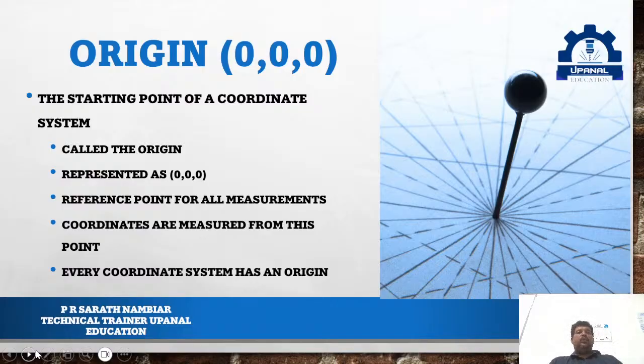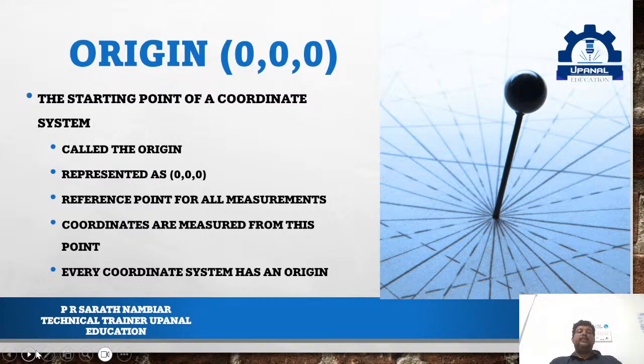So, where does the coordinate system begin? Imagine you want to measure the length of the table. Where do you start measuring from? You need a starting point. Without the starting point, the measurement has no meaning. The same principle applies to the coordinate system also. Every coordinate system requires a reference point from which all measurement begins. This point is called the origin.